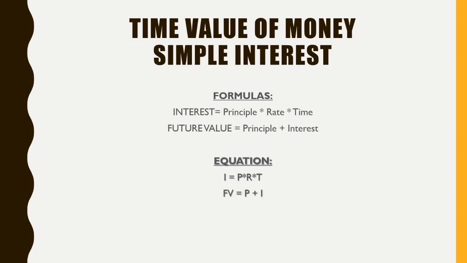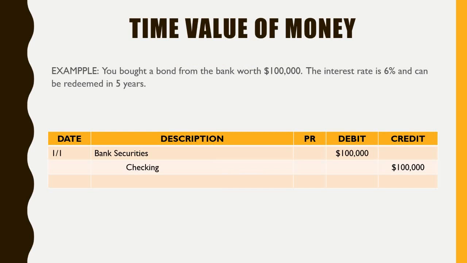So let's actually take a look at an example. Every time we journalize that we obtain a bank bond, in this example, you bought a bank bond that's worth $100,000, and of course the interest rate is 6% and it can be redeemed at 5 years. As soon as I acquire my bank bond, boom, I had to pay for it. Bank security, boom.